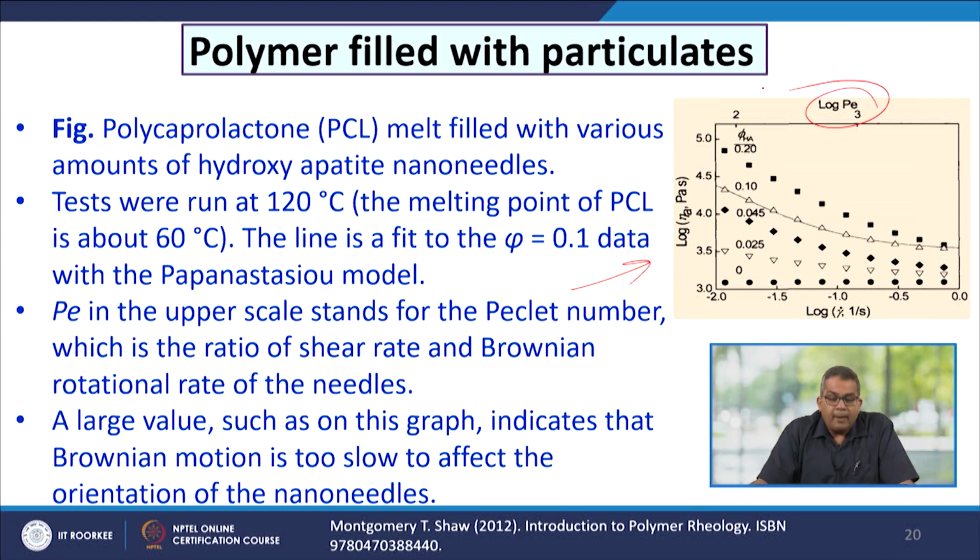The Pe on the upper scale stands for the Peclet number, which is the ratio of the shear rate and the Brownian rotational rate of the needles. A large value, such as on this particular graph, indicates that Brownian motion is too slow to affect the orientation of nanoneedles.